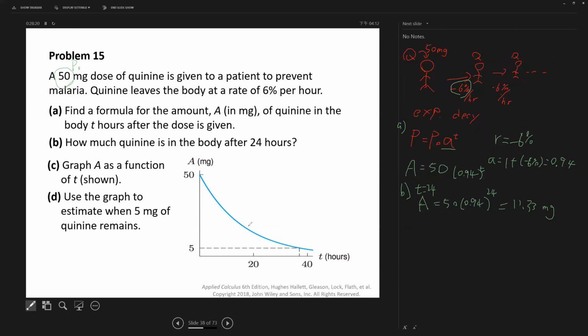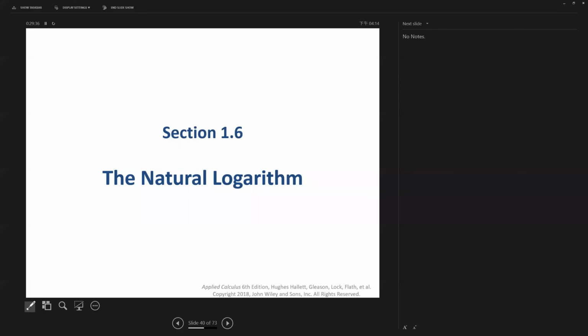And part D, use the graph to estimate when 5 milligrams of quinine remains. So 5, it's about here. All right, right here, about 36, 37 hours. Actually, now we don't have the tools to solve it, but if you remember natural log from algebra, you will be able to solve this. But for now, we can just give a rough guess using the graph. All right, let's keep moving on.